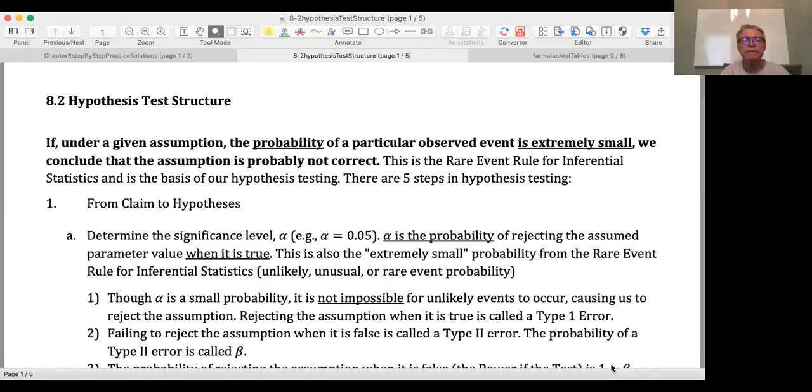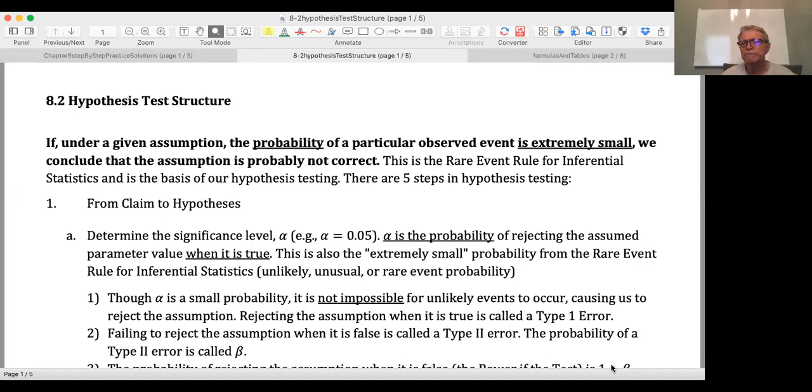This video is going to cover step 2 in hypothesis testing structure. And I'm going to open up the document, and we're going to start by looking again at this rare event rule for inferential statistics. And we'll look at the wording again. If under a given assumption, the probability of a particular observed event is extremely small, we conclude that the assumption is probably not correct. The words I'm going to key on right here are a particular observed event.